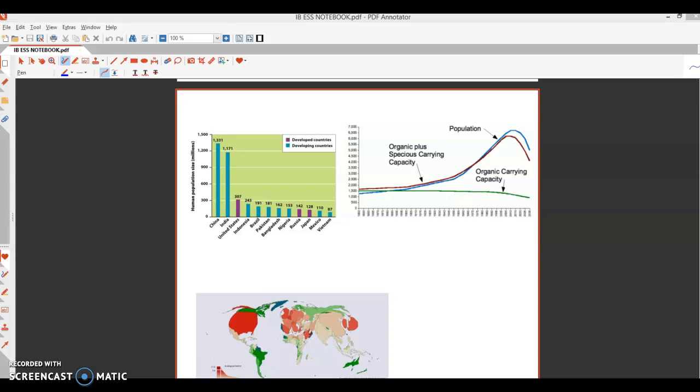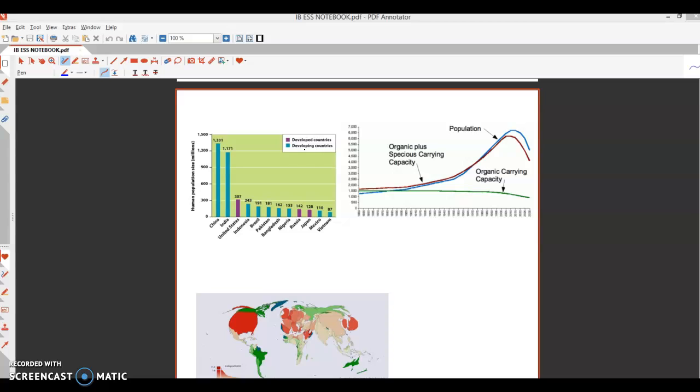Hello again. So we're going to finish up our Unit 2 notes by doing some further graph analysis and looking at the ecological footprints of some specific countries. So it's important to realize that in this first graph right here, we have developed and developing countries.